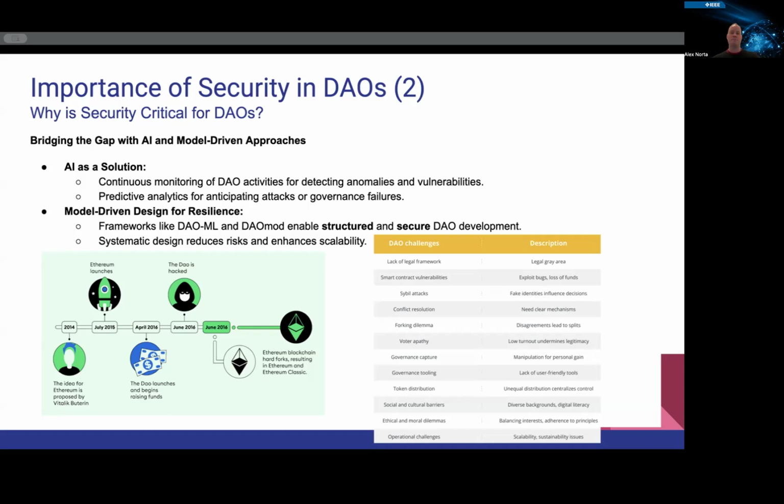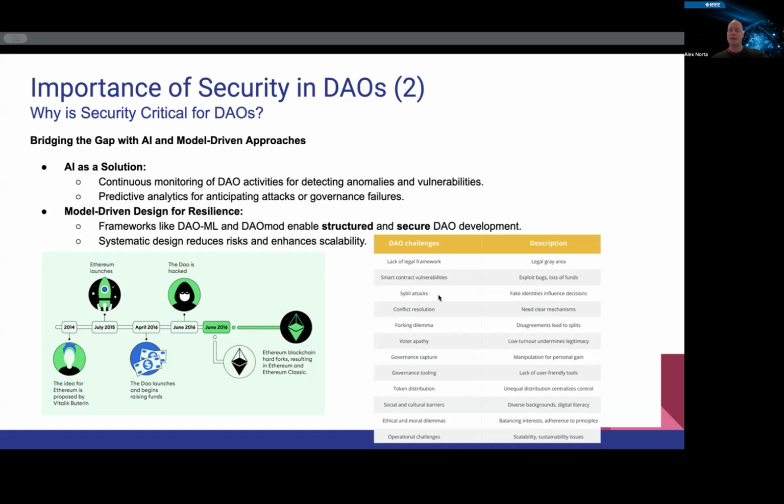Then we have the issue of smart contract vulnerabilities in DAOs. So there can be the opportunity to exploit bugs and have a loss of funds, like in the DAO story that I told you about.